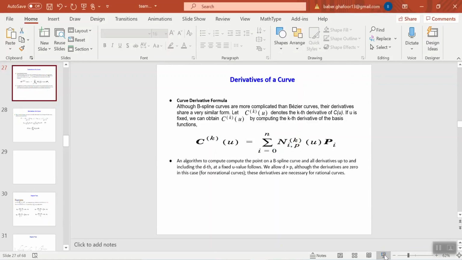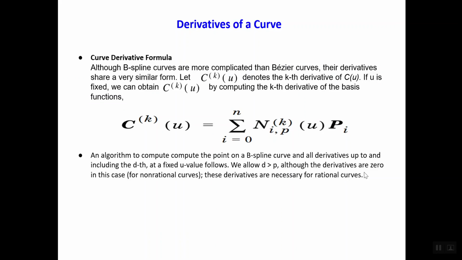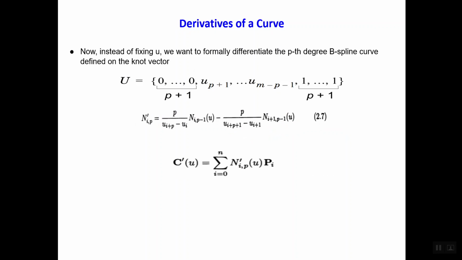Although B-spline curves are more complicated than Bezier curves, their derivatives share a very similar format. Let C^(k)(u) denote the kth derivative of C(u). If u is fixed, we can obtain C^(k)(u) by computing the kth derivative of the basis function. This can be used to compute the kth derivative of the B-spline curve.